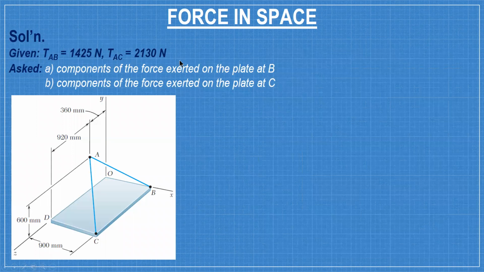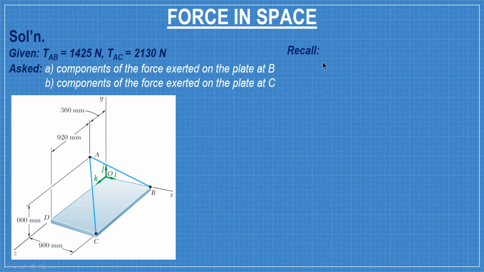Given tension AB and tension AC, what is asked are the components of the force exerted on the plate at B. Since these are cables under tension, the force should go from B to A, going this way. And at C, the force is also from C to A. So here is the guide with i, j, k. Let's start with this one.